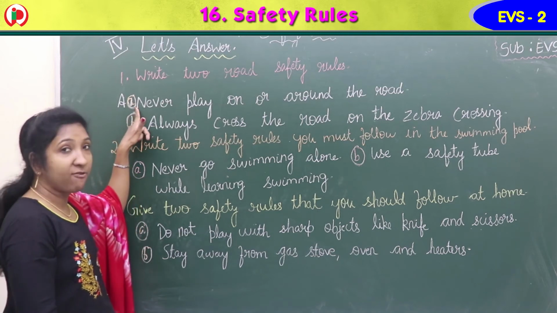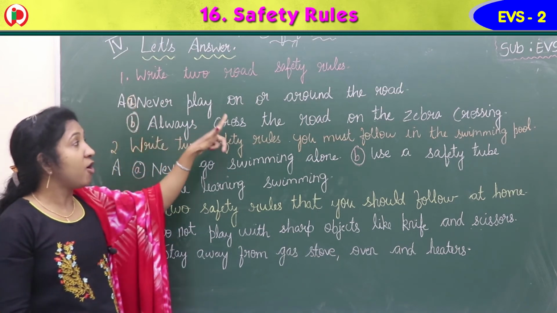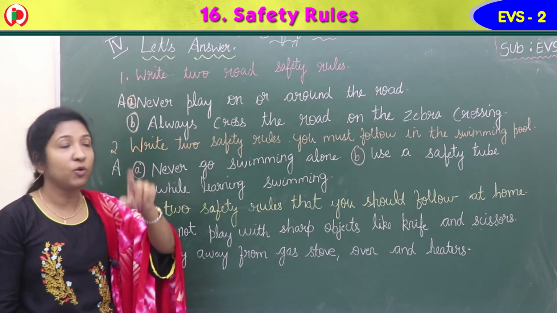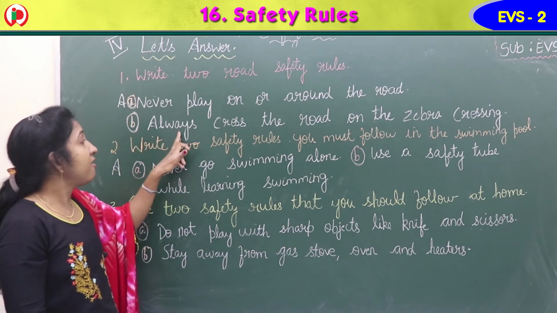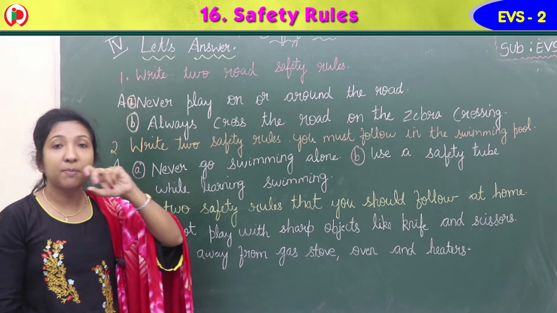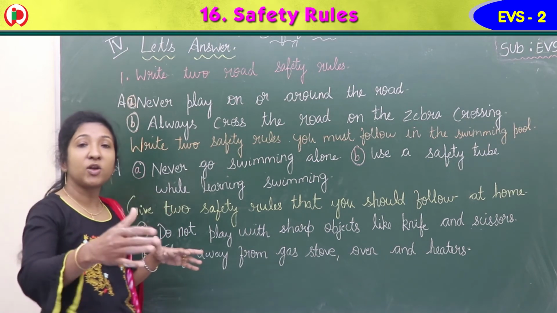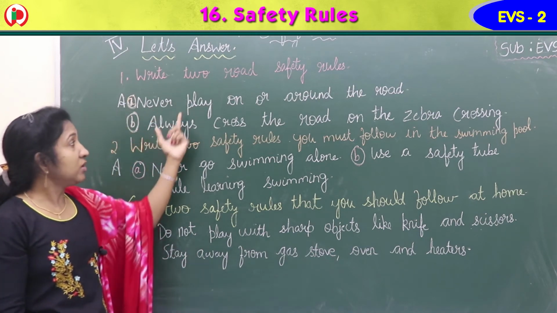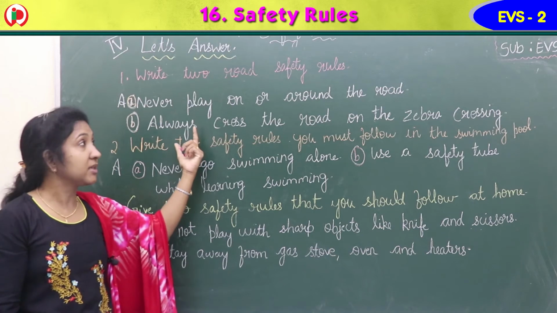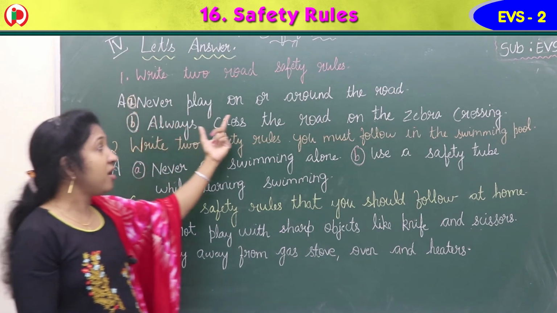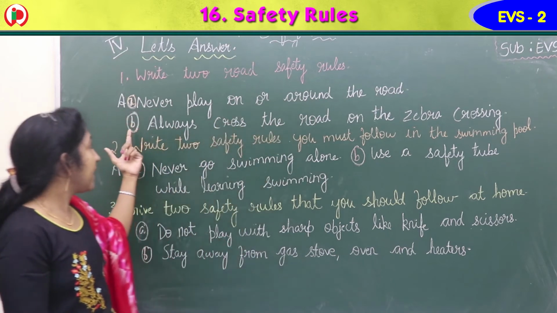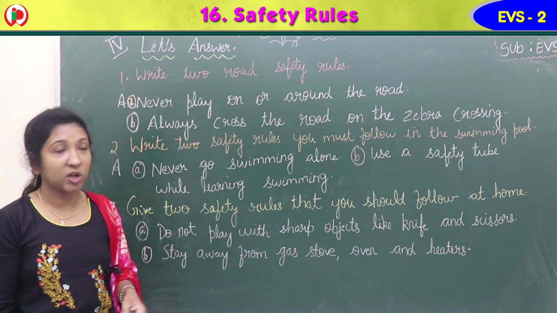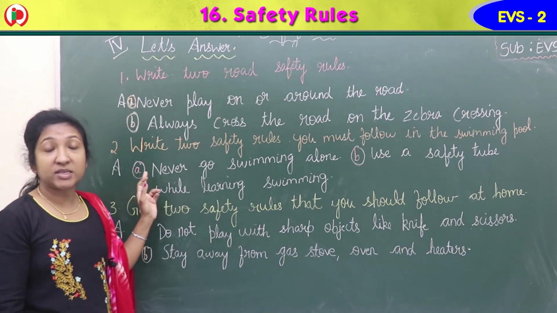So put small a first. Small a. Never play on or around the road. You should not play on the road or around the road. B. The second point. Always cross the road on the zebra crossing. When you cross the road, you have to cross on the zebra crossing. So these are the 2 road safety rules, isn't it? First one, never play on or around the road. Second, always cross the road on the zebra crossing. Full stop.